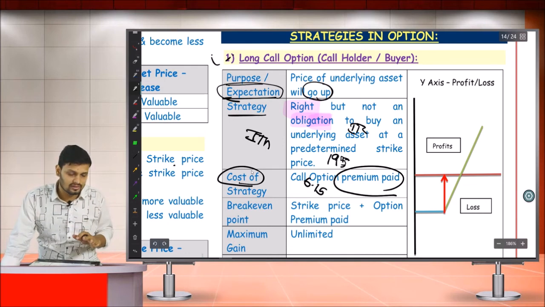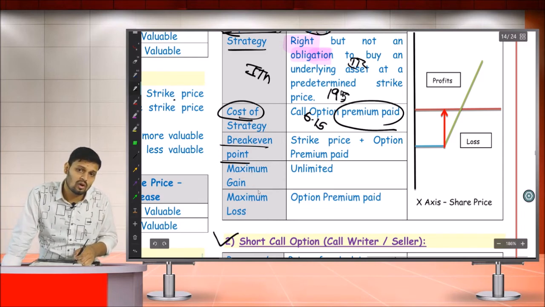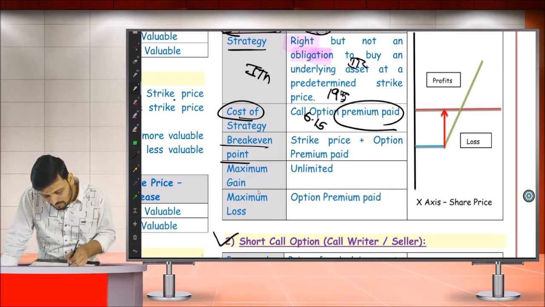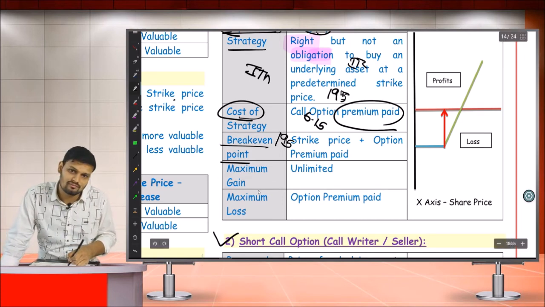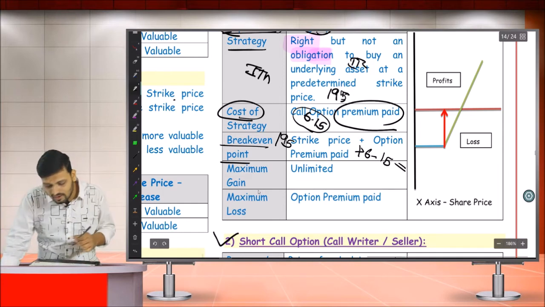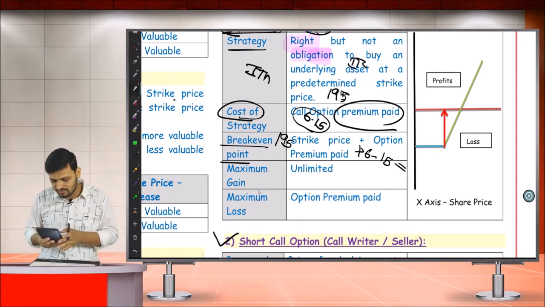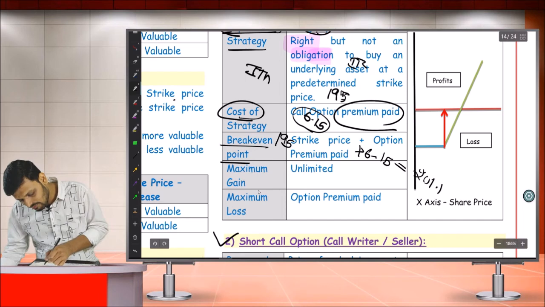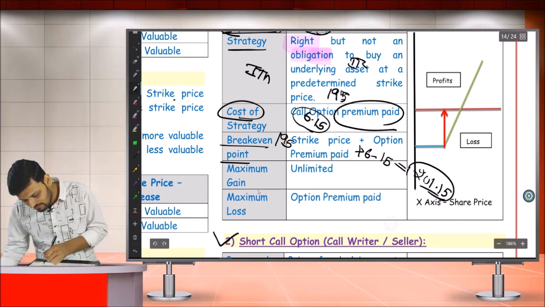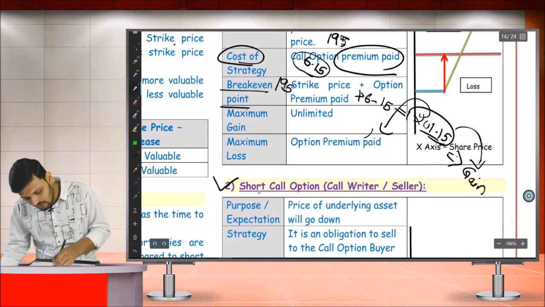6.15 is the cost of the strategy. Break-even point. What is break-even point? At what price will I have no profit, no loss situation? Right now, my strike price, I can buy it at 195. But I've already paid a premium of 6.15. So add 6.15. Only if the price goes above 195 plus 6.15, that is only if the price goes above 201.15, after this only will I start to gain. Above this only I will start to gain. Below this I will lose.